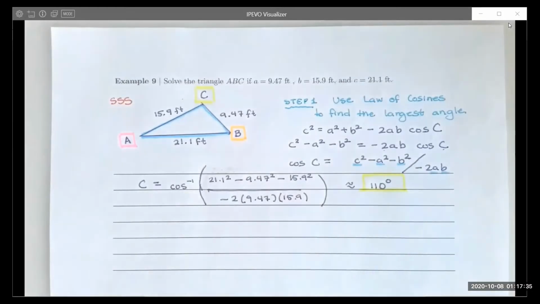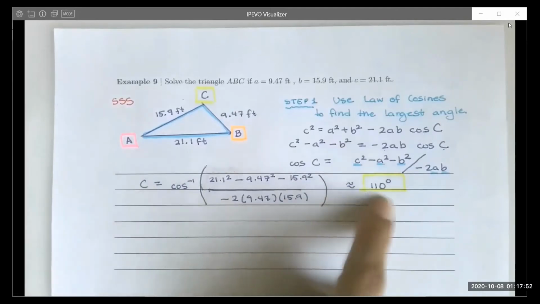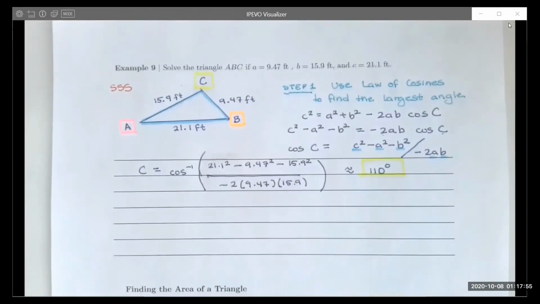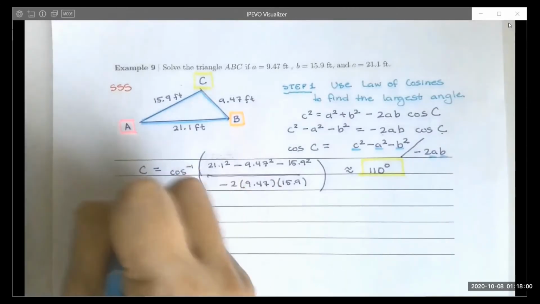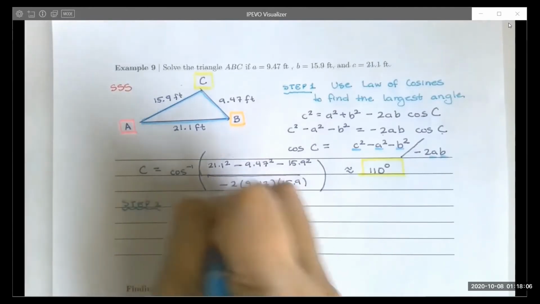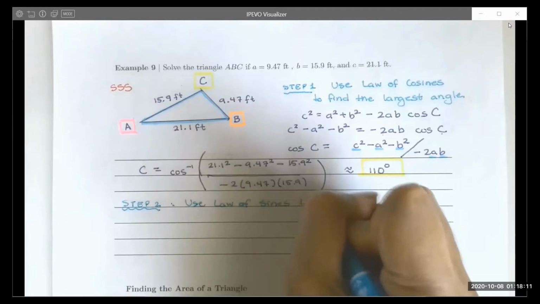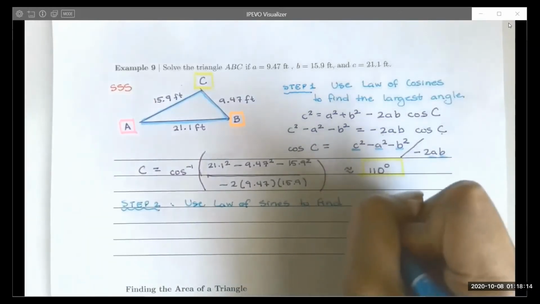So notice for cosine inverse, the calculator can return to us an obtuse angle. That is not the case for sine. For sine inverse, it just returns the reference angle, but here it actually returns to us the real angle. Okay, so that's C. The next step is to now use the law of sines to find any of the two missing angles.